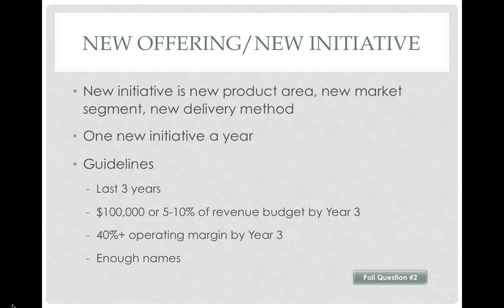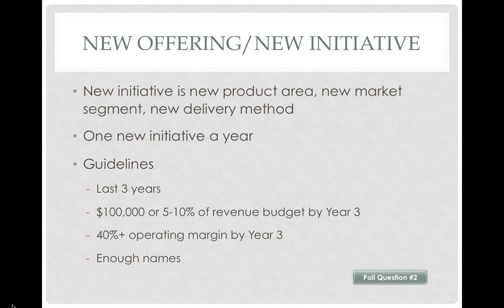So we said earlier that 20% of our classes should be new. That's new offerings. But we need one new initiative each year, one new product area, one new market segment, one new delivery method. And the guidelines for that is that you should not be starting something if you don't think it's going to last for 3 years. So let's say your new initiative is summer camps for kids. Well, it's got to last 3 years. If you can't prove to me that it won't last 3 years, I would certainly say no.